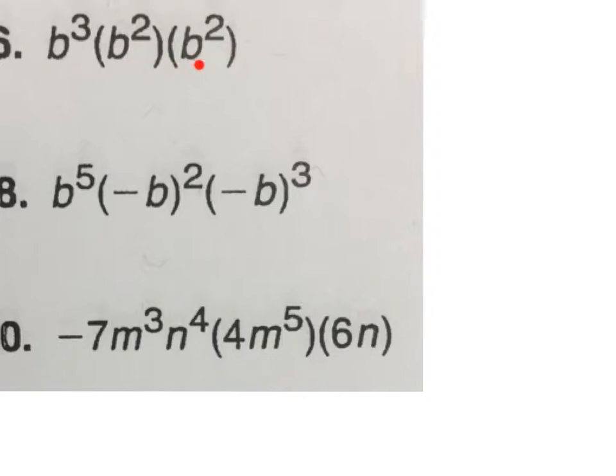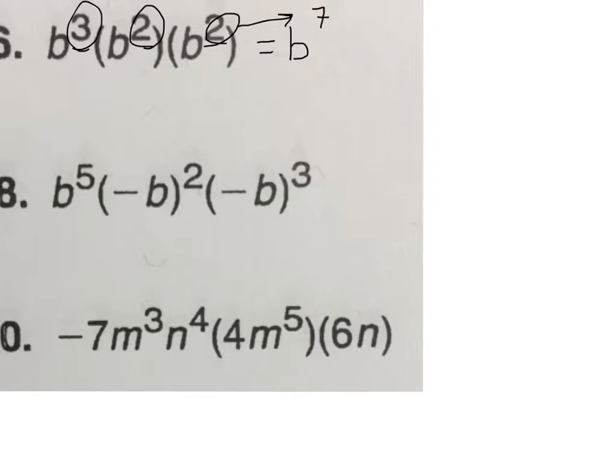When you multiply like bases, what do you do with their exponents? So this would be b to the what power? 7th power. That's your answer right there. Okay? You just do 3 plus 2 plus 2 equals 7. And the reason you add the exponents is because you're multiplying like bases, right? Let's look at the second one.